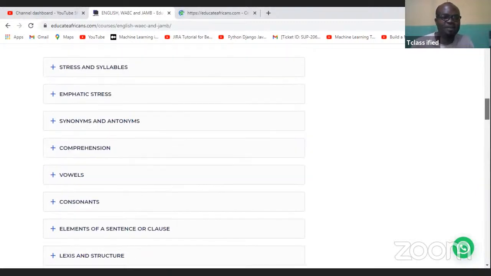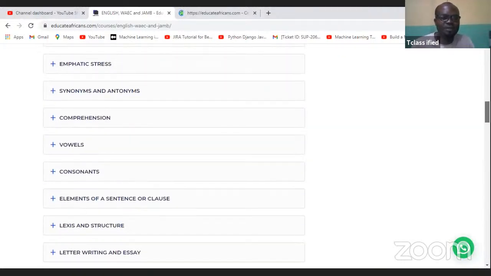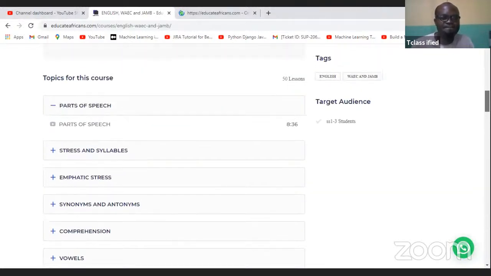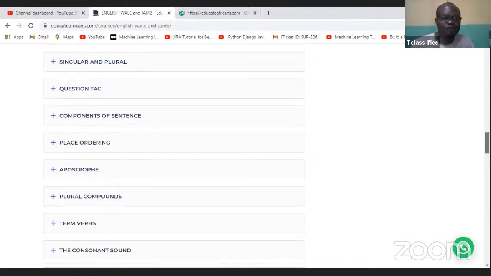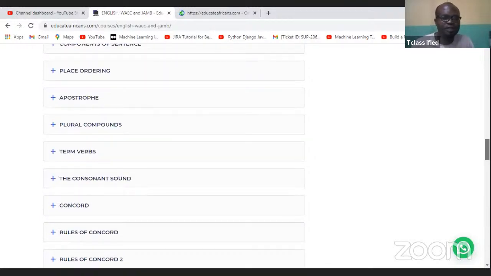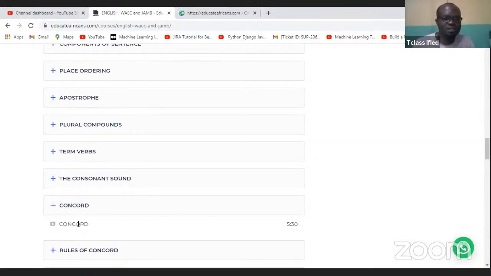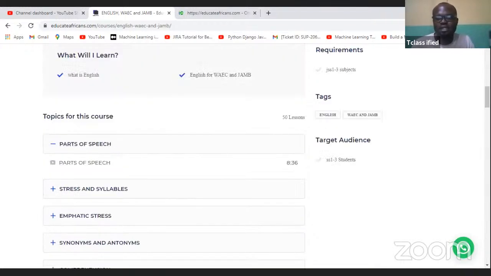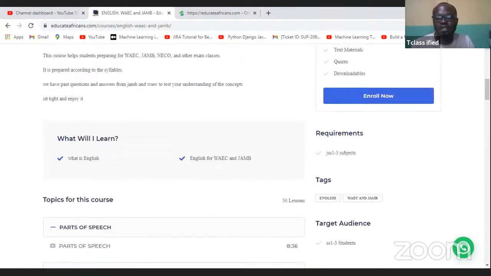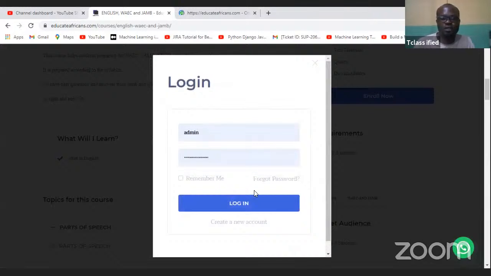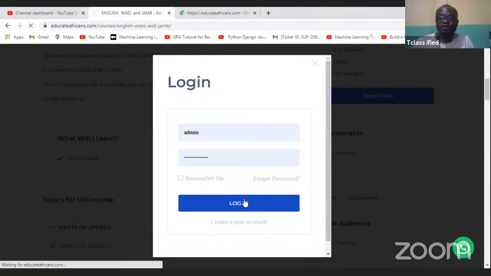So let's start from the beginning. Let's start from understanding some rules of this Concord. Very important. So I'm going to click on this and I'm going to try to play this. And like I said, if you try to play and it's not playing, you have to click on enroll first and log in as a student. That means you must have created an account as a student before you can watch the videos.